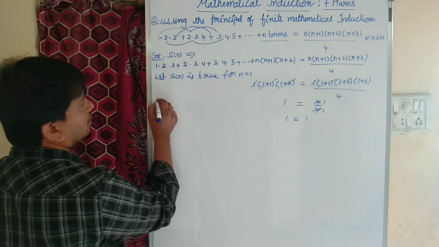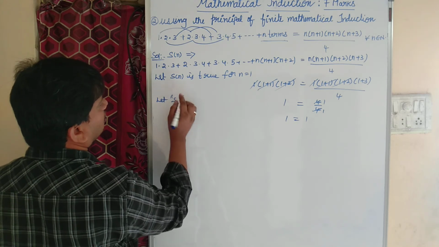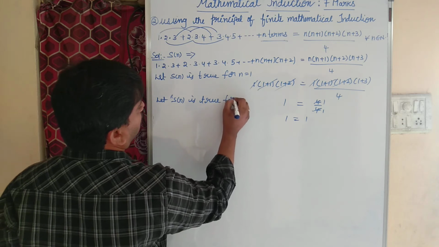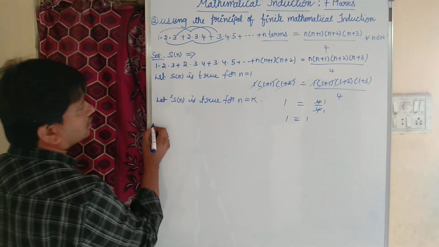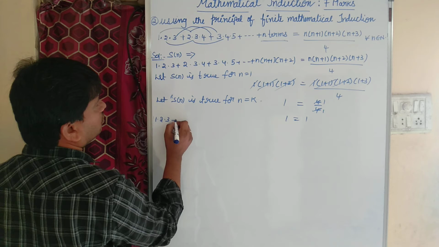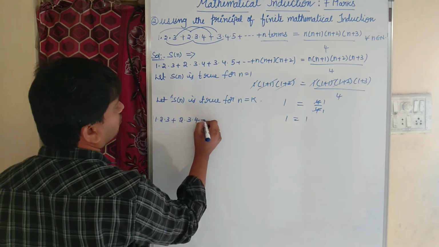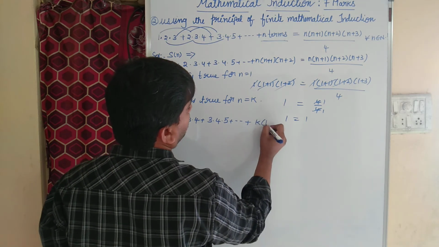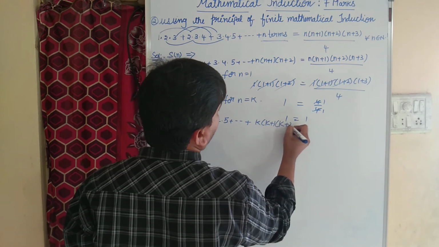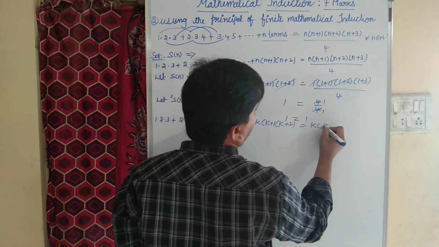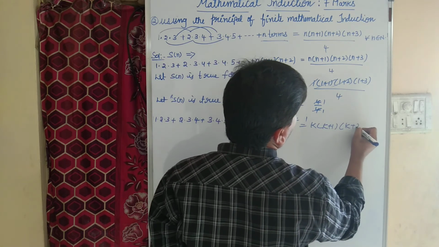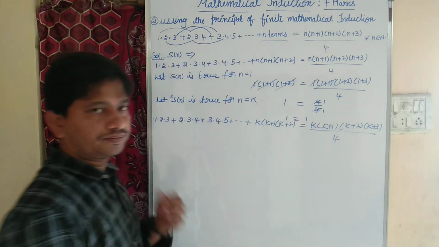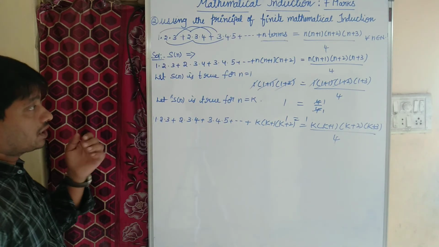Now the next step: let S of n be true for n equal to k. I mean 1 into 2 into 3 plus 2 into 3 into 4 plus 3 into 4 into 5 and so on, plus k into k plus 1 into k plus 2, equals k into k plus 1 into k plus 2 into k plus 3 by 4. That is our third step.